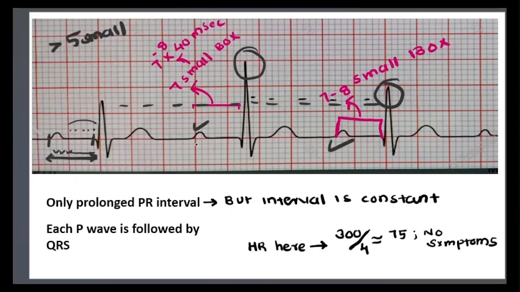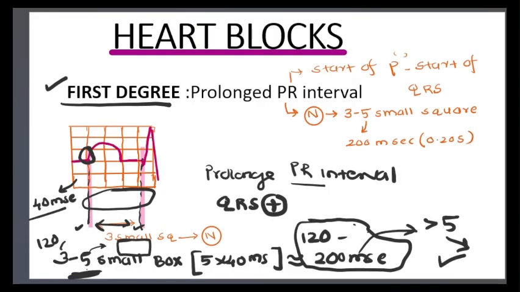If you want to confirm it, let's look at another PR interval. Here it starts the P, here it starts the QRS complex. So this distance again is going to be 5 plus 3, 8 small boxes. So the PR interval is prolonged, but remember there is no missing of QRS complex. So this is type 1 heart block, and there is no treatment needed for this unless the patient is having any symptoms. So that's about first degree heart block. There is a QRS complex present.